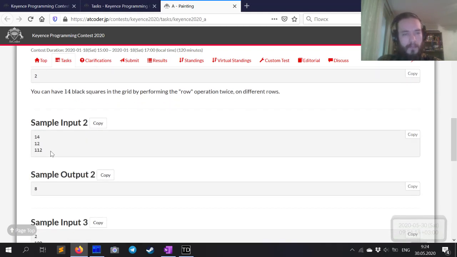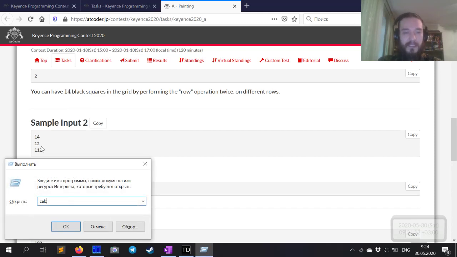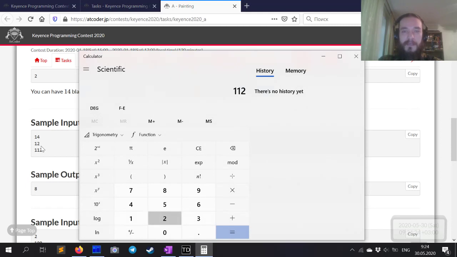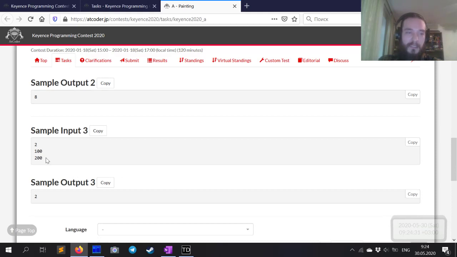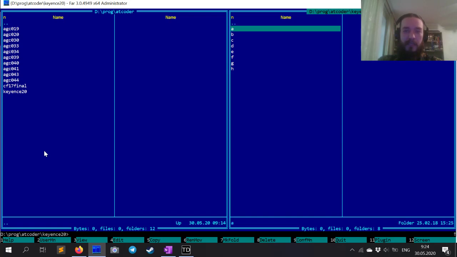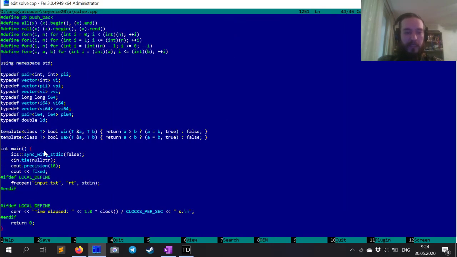Here, it's not that obvious. 120, let's bring up the calculator, over 18. That's just 8, and 8 rounded up is 8. And here, we of course choose 100. So that takes just a hot minute to solve.